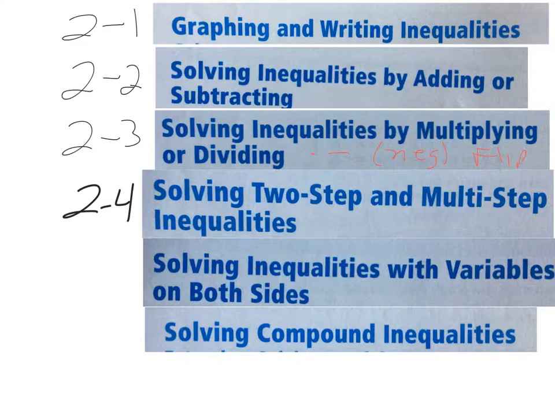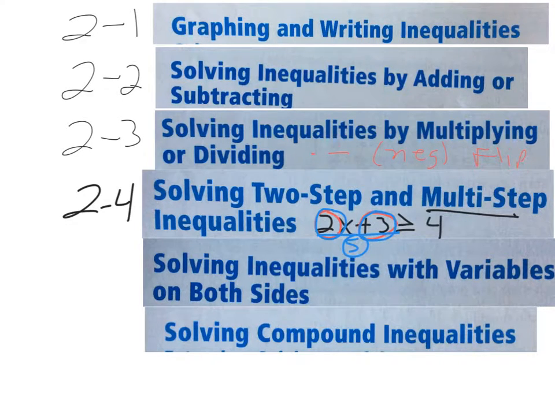2-4 is solving two-step and multi-step. So that would be something like 2x plus 3 is greater than or equal to 4. In that one, you would subtract the 3, then you would divide by the 2. So that's two-step. Or you could even change that into a fraction and put that over 5. And then you'd have multiply by 5, then subtract 3, and then divide everything by 2.